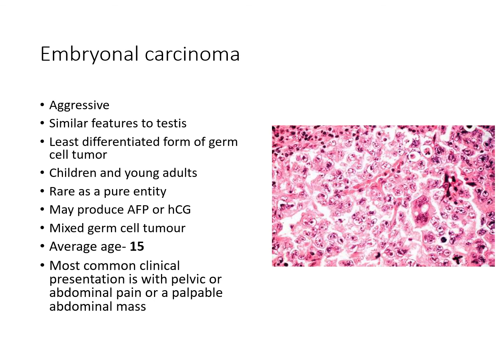Another aggressive tumor is embryonal carcinoma, again similar to the testis lesion. It is the least differentiated form of the germ cell tumor, and it occurs in children and young adults. It may produce alpha-fetoprotein or HCG, and often seen in mixed germ cell tumor. The average age is about 15. So you can see the primitive undifferentiated cells in the picture.